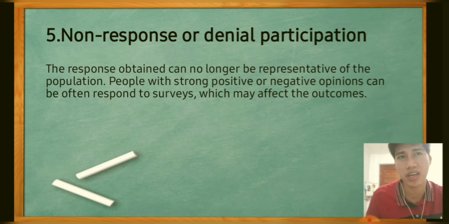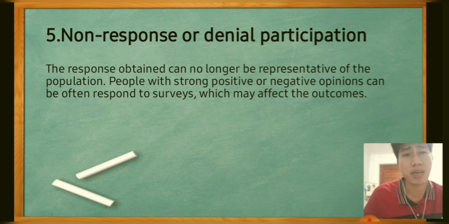And then fifth is non-response or denial of participation. This is very common. If we choose a sampling of, say, 30 random residents of Hinabuyan, Villaba, Leyte, and one of them does not respond or refuses to participate, that is one of the errors also. So the responses obtained can no longer be representative of the population. If many do not respond to our interview or survey, there's a chance that it will no longer be representative of our population.